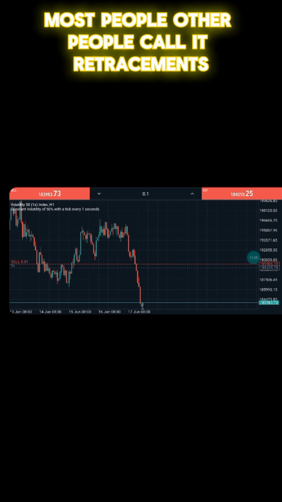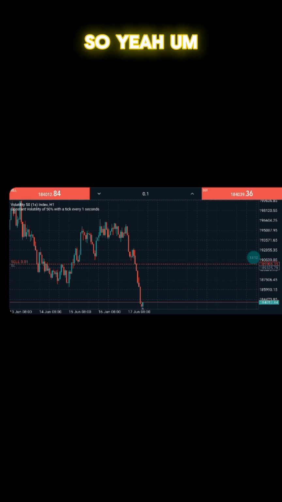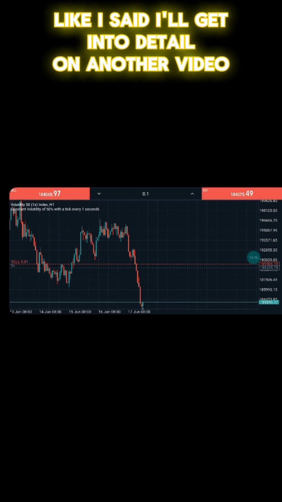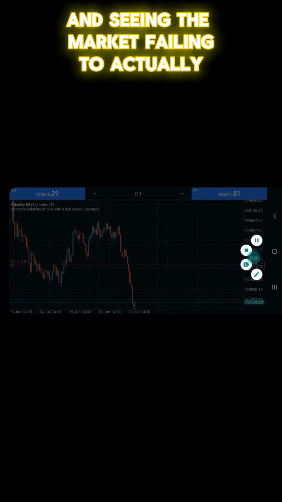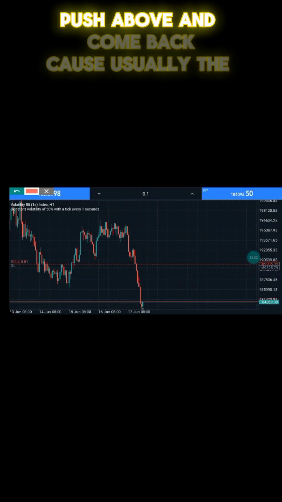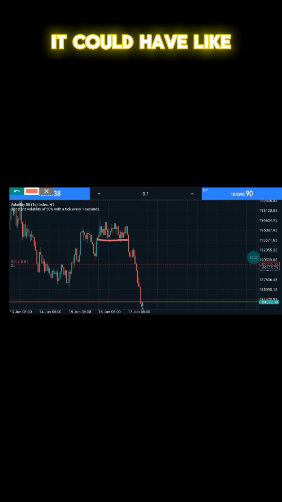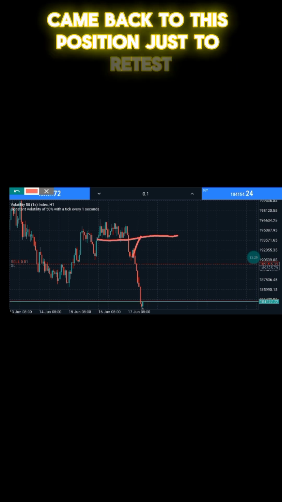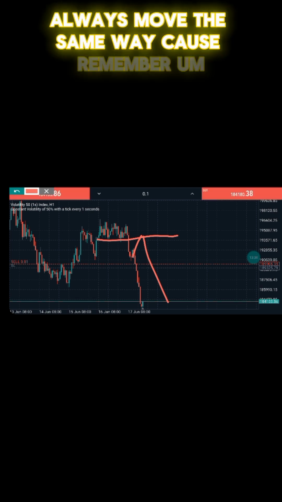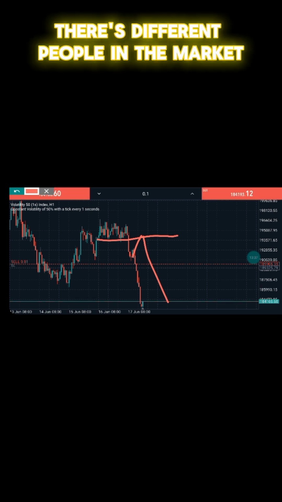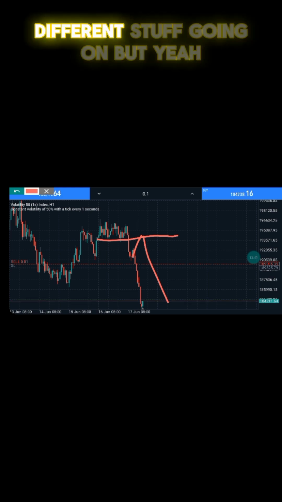Other people call it retracements. Well, it is a retracement and an order block at the same time. Like I said, I'll get into detail in another video. But for now, after seeing that and seeing the market failing to push above and come back, because usually the market could have come back to this position just to retest, then shoot down. But sometimes the market doesn't always move the same way, because remember, there are different people in the market. People take trades with emotions and different stuff going on.